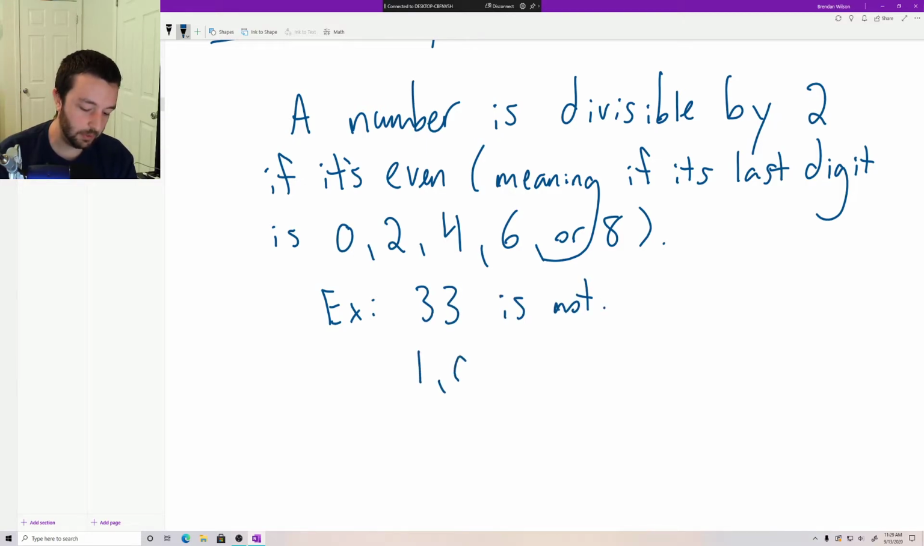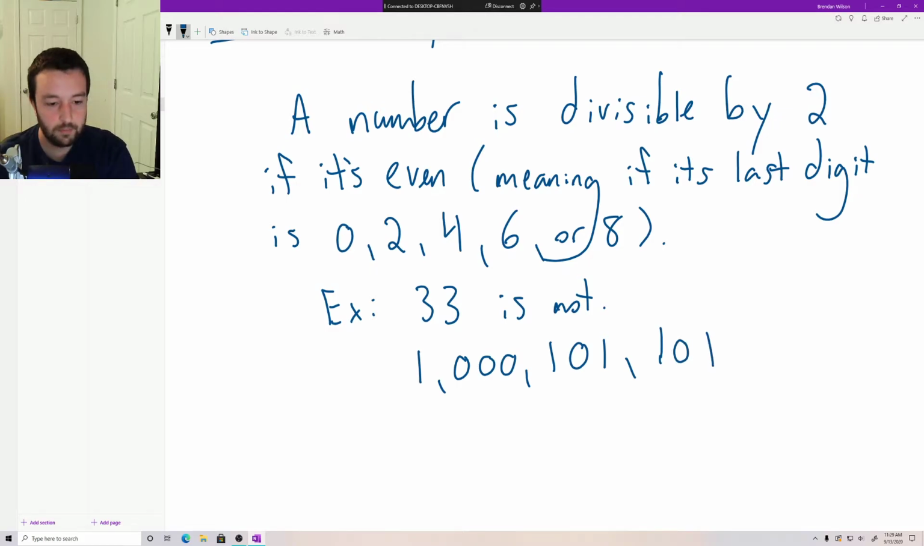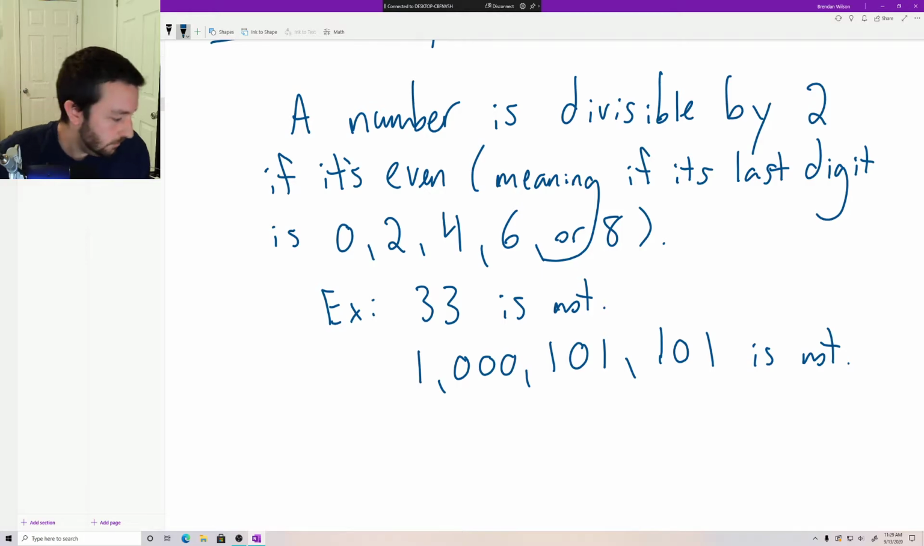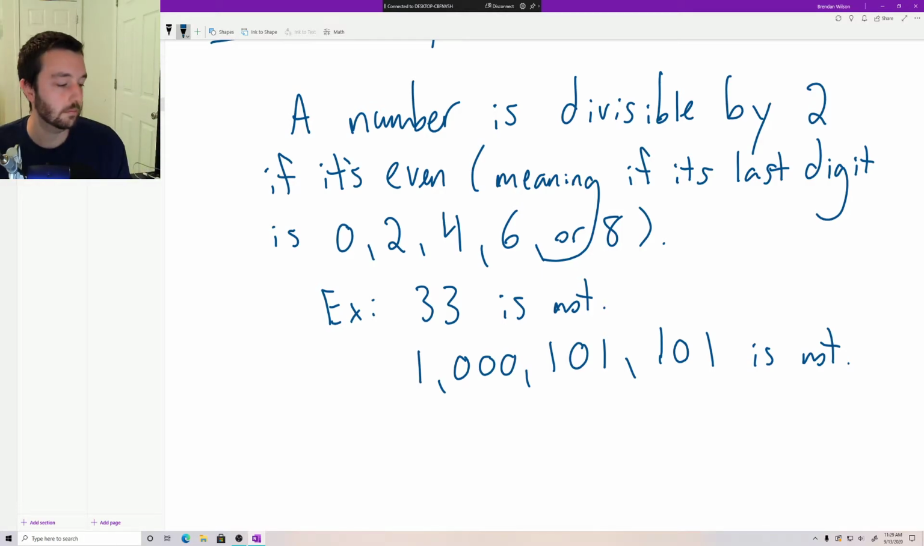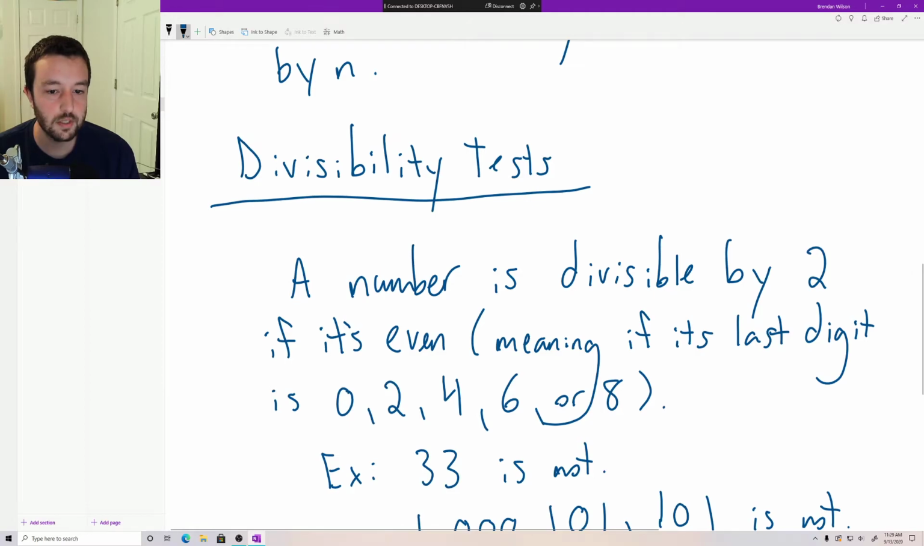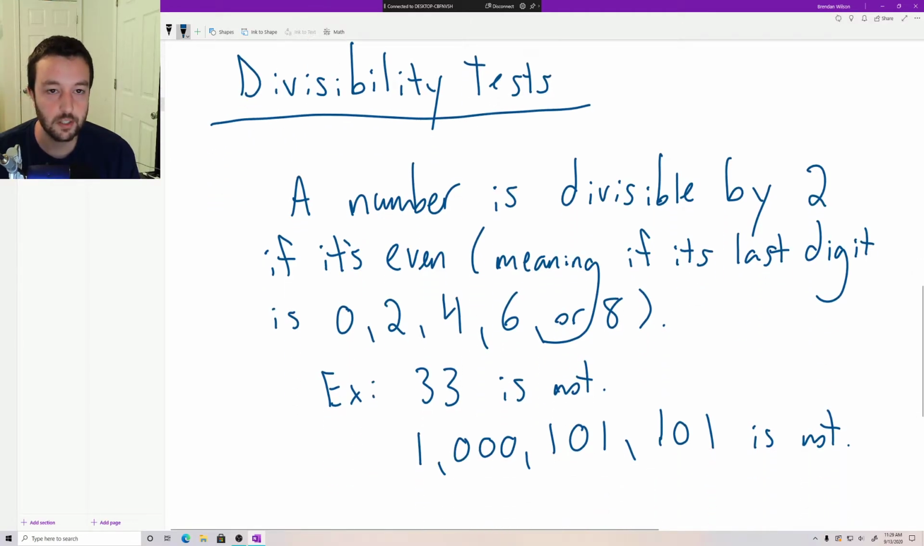We can even do this with really big numbers. It doesn't really matter how complicated they are. All we have to do is look at the very last digit, right? So here the last digit is 1, so we know it's not divisible by 2. So 2 is not too bad, right? We can just do it visually.